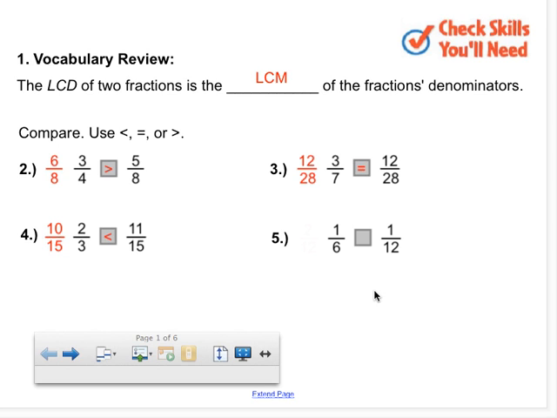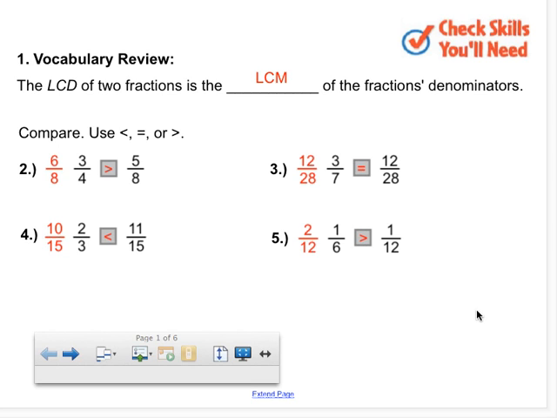And one more person for the last problem, number 5. Let me call on a young man this time. Mr. McDowell, go ahead. 1/6 is greater than 1/12. How did you determine that? You turned 1/6 into 2/12, and that's correct. That's one method. And here we go. 2/12 is greater than 1/12.